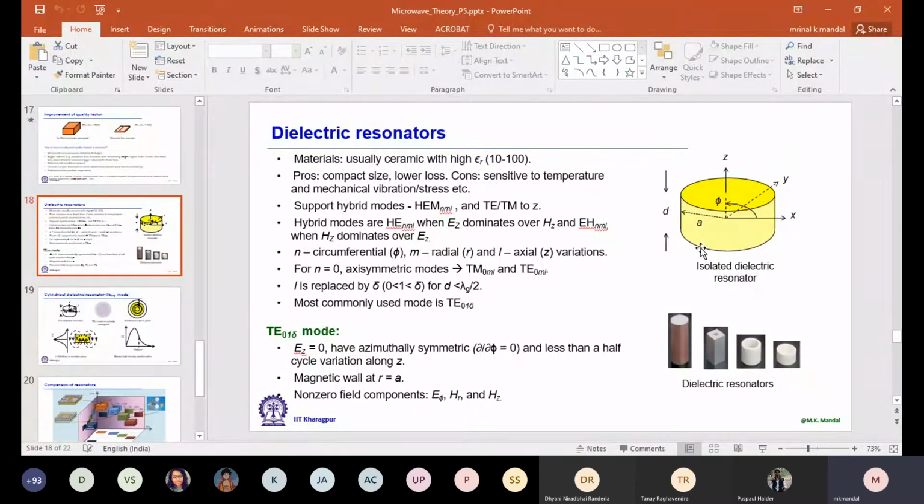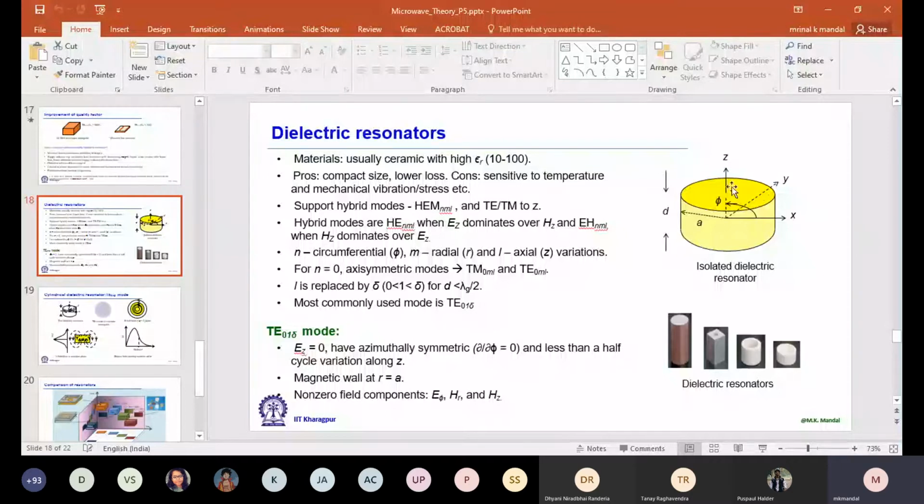Well, so it is TE to Z, right? Transverse electric with respect to Z. So that means the EZ component is 0. Not only that, it is azimuthally symmetric, so we don't have any phi variation. So del/del phi is equal to 0. And also we said that along its height, there is less than half cycle variation along Z.